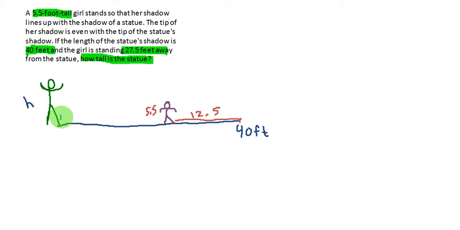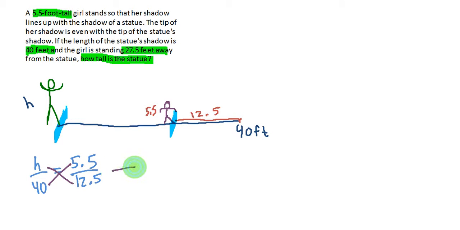Okay, so our next step is to set up a proportion. Just going to put my little dividing line. H is to 40. Also, little dividing line. 5.5 is to 12.5. And now I can set that proportion up pretty simple. H is to 40 as 5.5 is to 12.5. Let's go ahead and take the cross products of 40 and 5.5, H and 12.5.